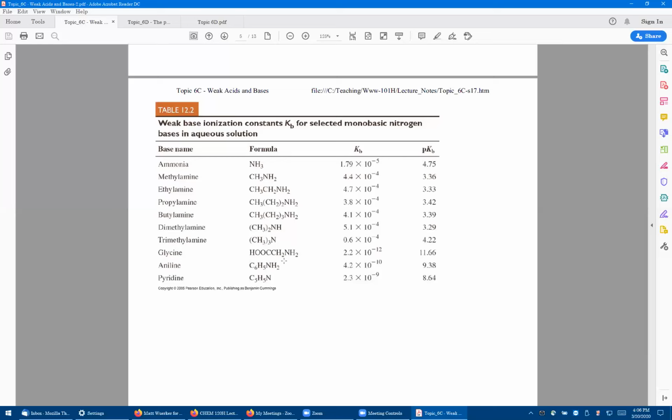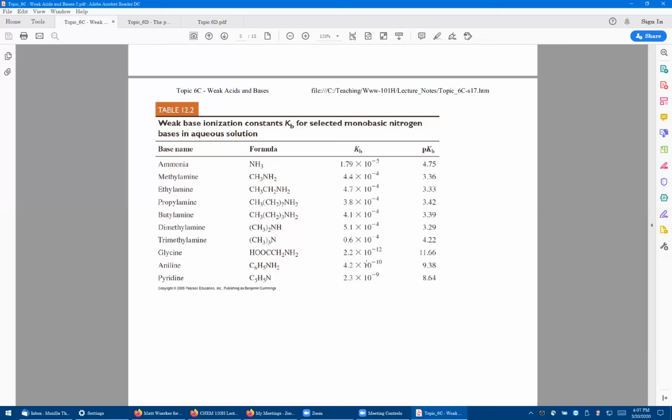Glycine is an example of an amino acid. I'm sure you've all heard of amino acids. It happens to be the simplest amino acid. It's basically a weak acid that contains this COOH group again, and it contains an NH2 group attached to this CH2. So if the NH2 weren't there, and this was CH3 at the end, you'd have acetic acid. So glycine is essentially just amino acetic acid.